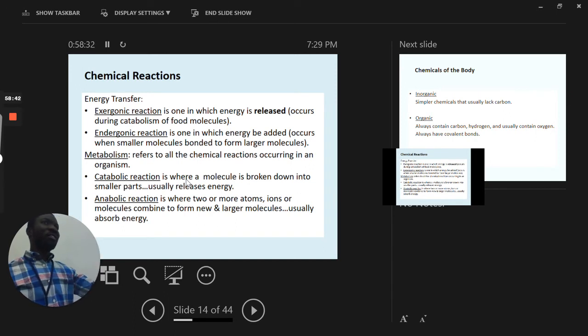So an exergonic reaction is what happens when you have energy exit, or energy released into the environment. That is exergonic. Does that make sense? Good. So that happens in the case of cellular respiration, right? Cellular respiration, when you break down food molecules to produce ATP.